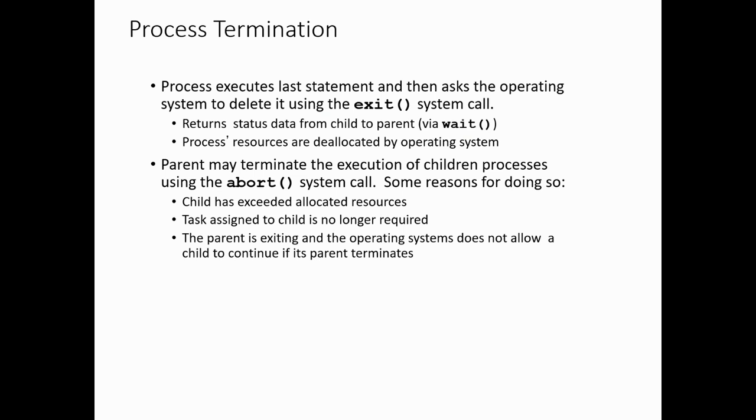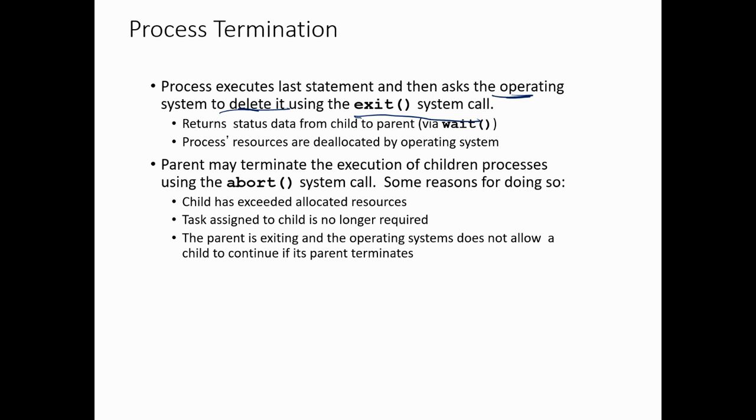Then how are we going to terminate the process? At the last execution of the process, we are supposed to terminate it using the exit system call. Using the exit system call, we ask the operating system to delete it. And if we want to return status data from the child to the parent via wait, we can also do that. Or else, we can ask the operating system to delete the execution using the exit system call.